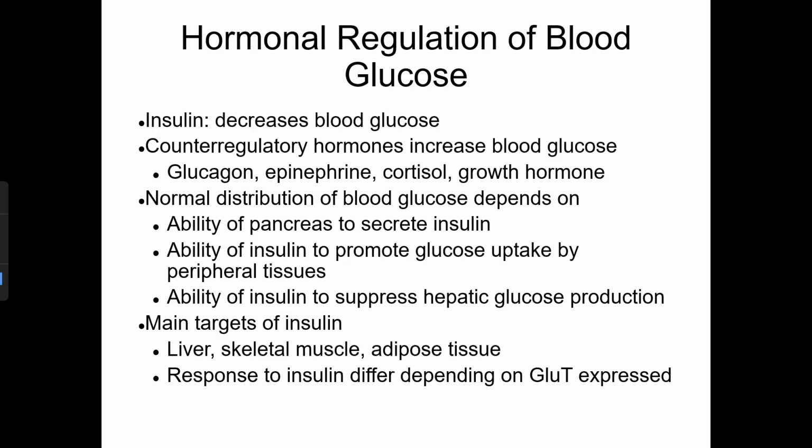Normal distribution of blood glucose depends on the ability of the pancreas to secrete insulin, the ability of insulin to promote glucose uptake by peripheral tissues, and the ability of insulin to suppress hepatic glucose production. So the pancreas has to make the insulin, the insulin has to be effective in the tissues, and the insulin has to tell the liver to stop producing more glucose. All of those three things have to happen in order for insulin to be effective.